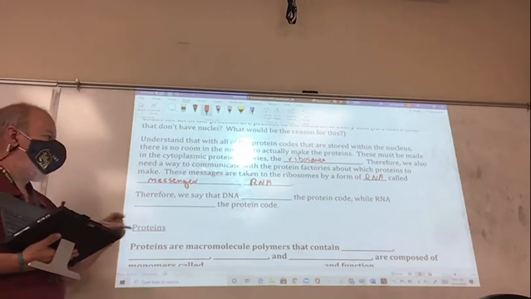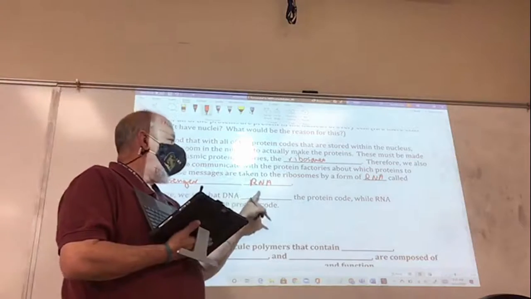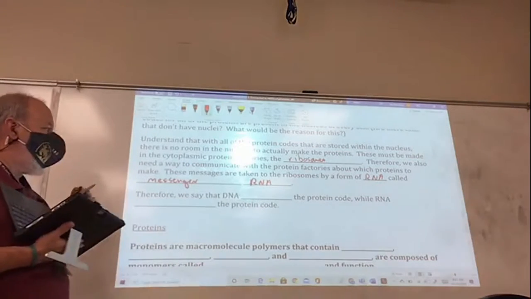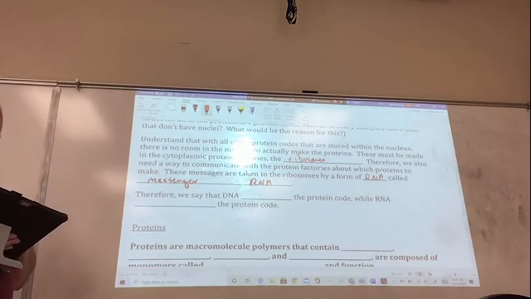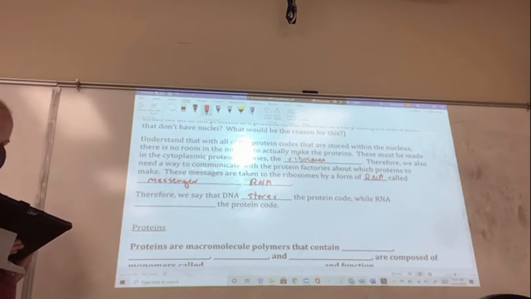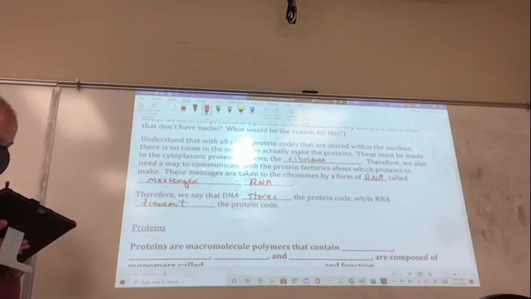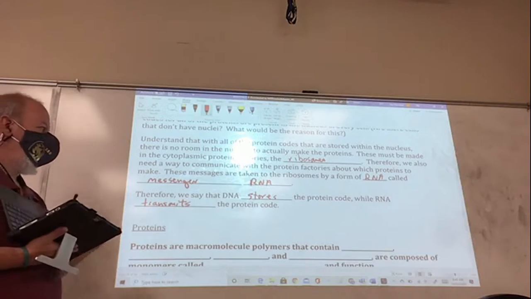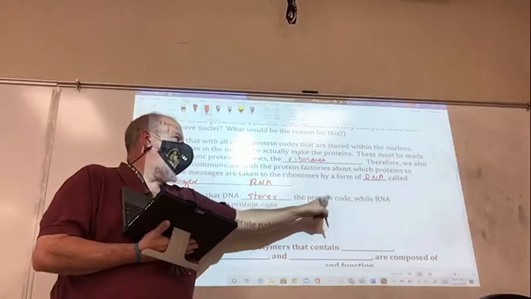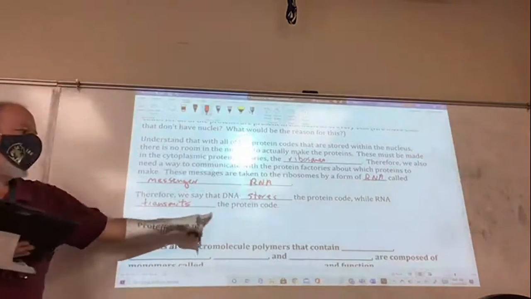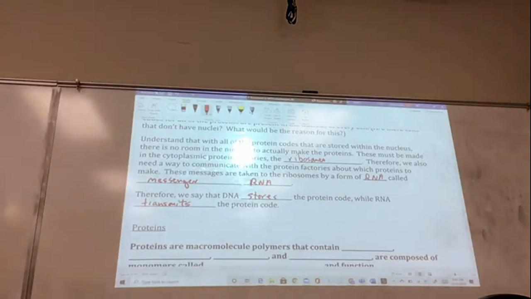Okay, therefore we say that as far as protein codes go, DNA stores the code while RNA transmits or communicates the protein code. Okay, DNA stores the protein code, RNA transmits the protein code.